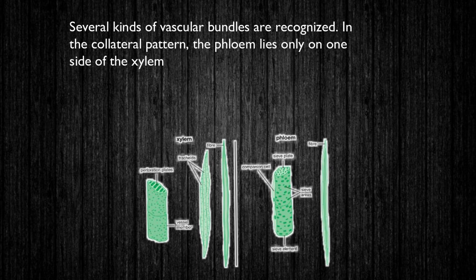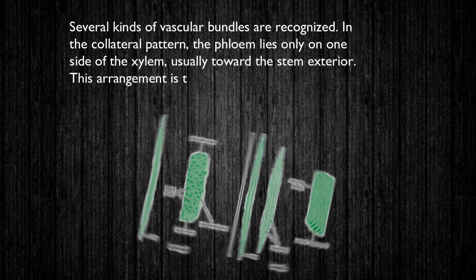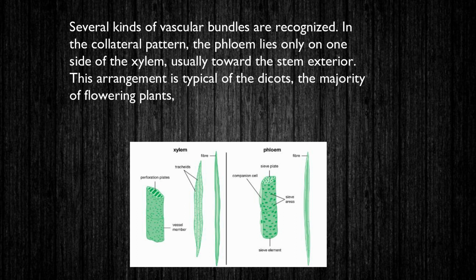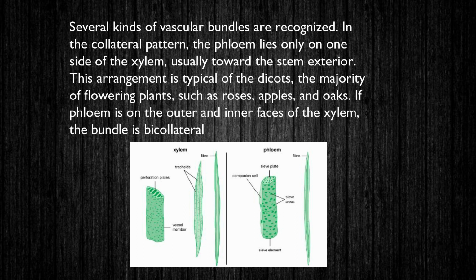In the collateral pattern, the phloem lies only on one side of the xylem, usually toward the stem exterior. This arrangement is typical of the dicots, the majority of flowering plants, such as roses, apples, and oaks. If phloem is on the outer and inner faces of the xylem, the bundle is bicollateral. A concentric bundle has xylem entirely surrounded by phloem or phloem entirely surrounded by xylem.